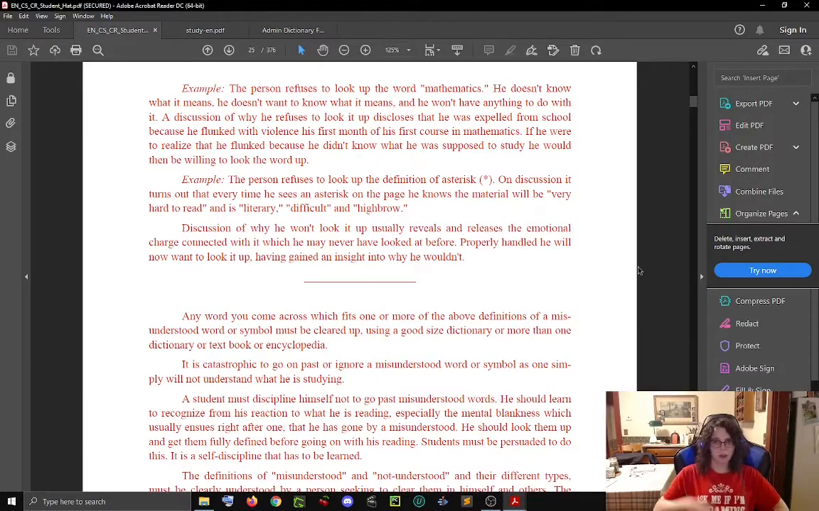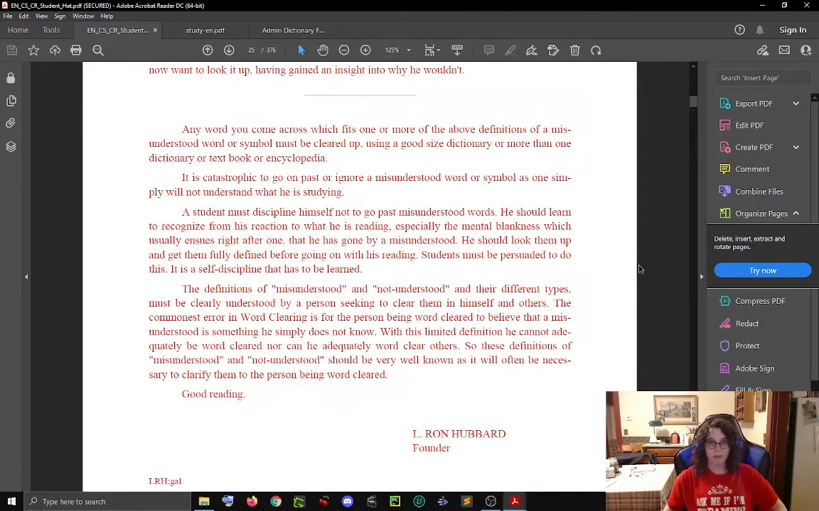Discussion of why he won't look it up usually reveals and releases the emotional charge connected with it, which he may never have looked at before. Properly handled, he will now want to look it up, having gained an insight into why he wouldn't. Any word you come across which fits one or more of the above definitions of a misunderstood word or symbol must be cleared up using a good-sized dictionary or more than one dictionary or textbook or encyclopedia. It is catastrophic to go on past or ignore a misunderstood word or symbol, as one simply will not understand what he is studying. A student must discipline himself not to go past misunderstood words.